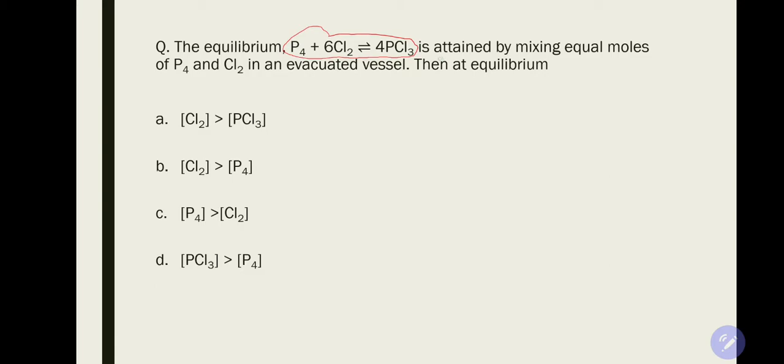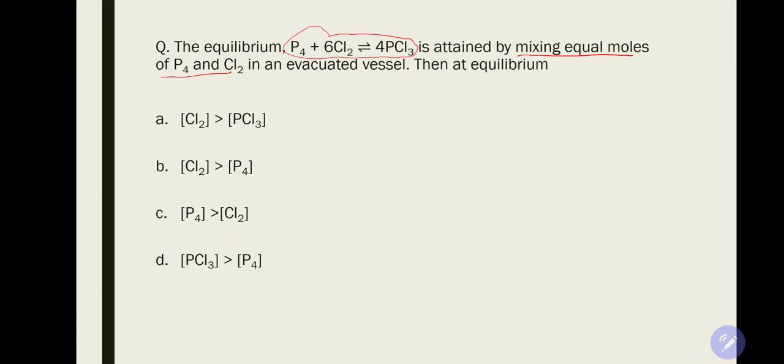When is the equilibrium attained? The equilibrium is attained by mixing equal moles of P4 and Cl2. So they are asking then, at equilibrium what will be? Is the concentration of Cl2 greater than PCl3, or the concentration of Cl2 greater than the concentration of P4, or the concentration of P4 greater than Cl2, or the concentration of PCl3 greater than the concentration of P4?